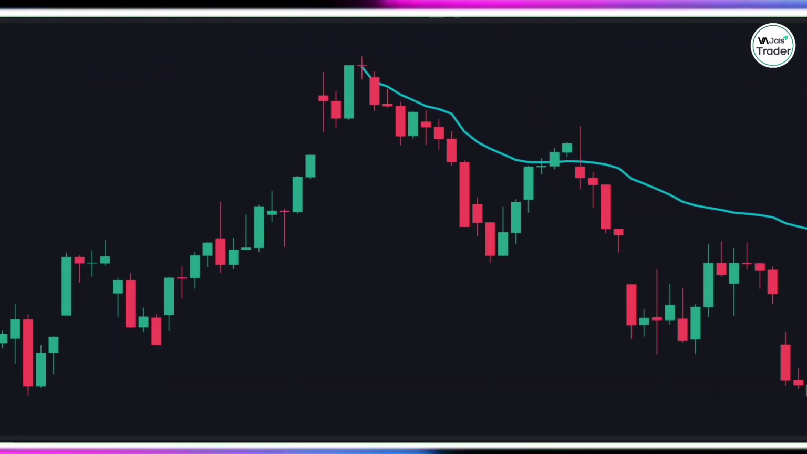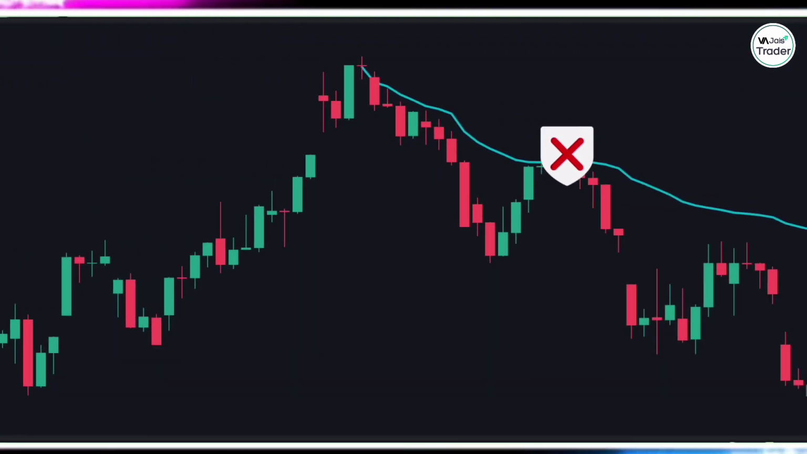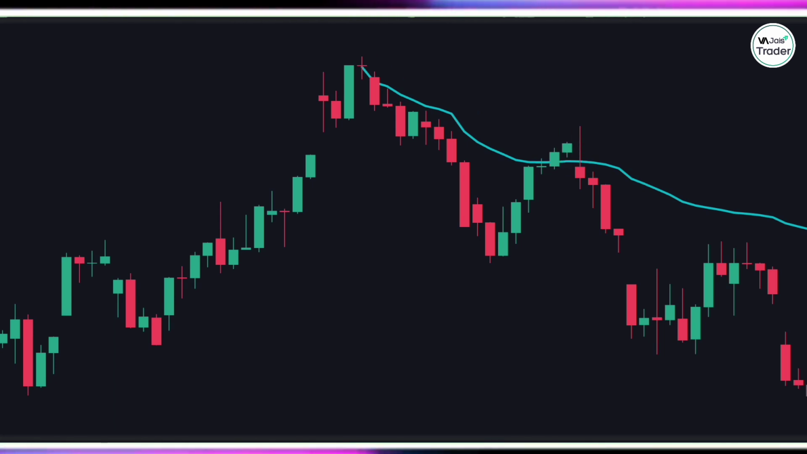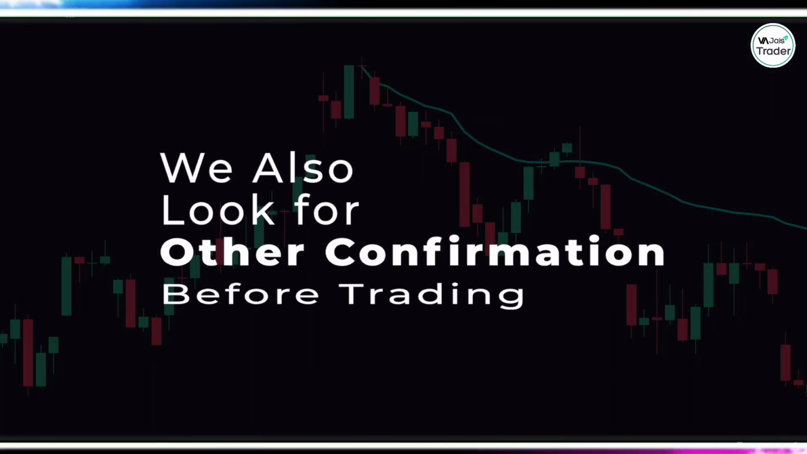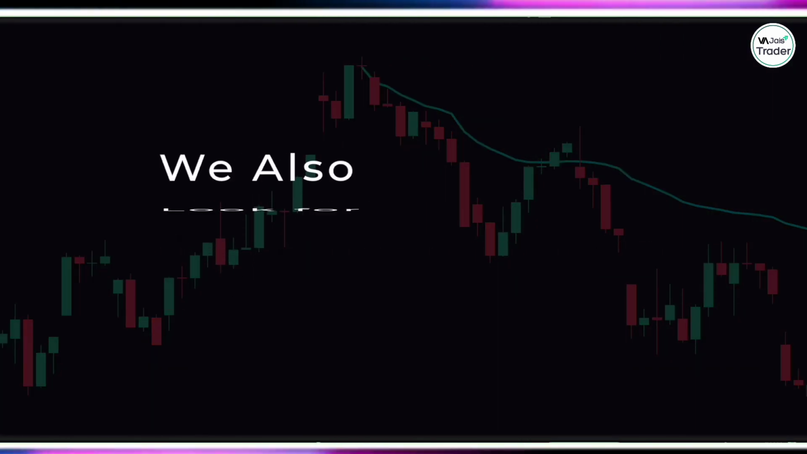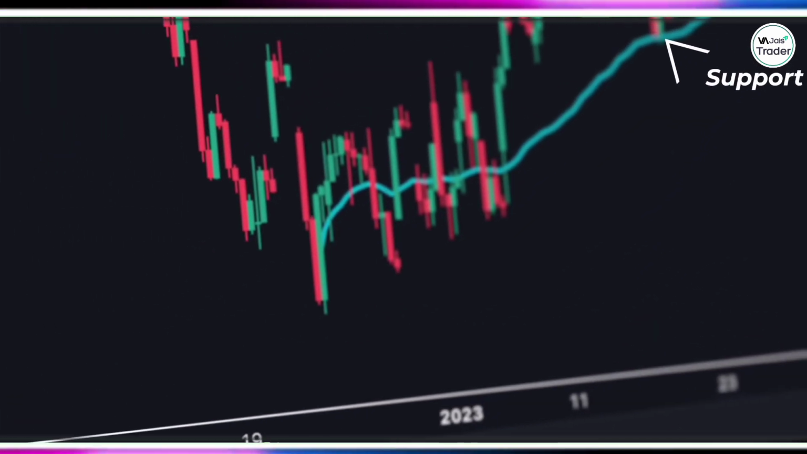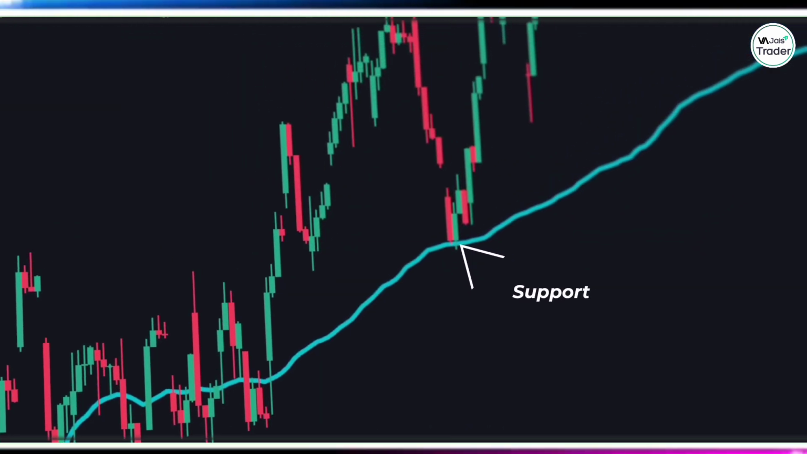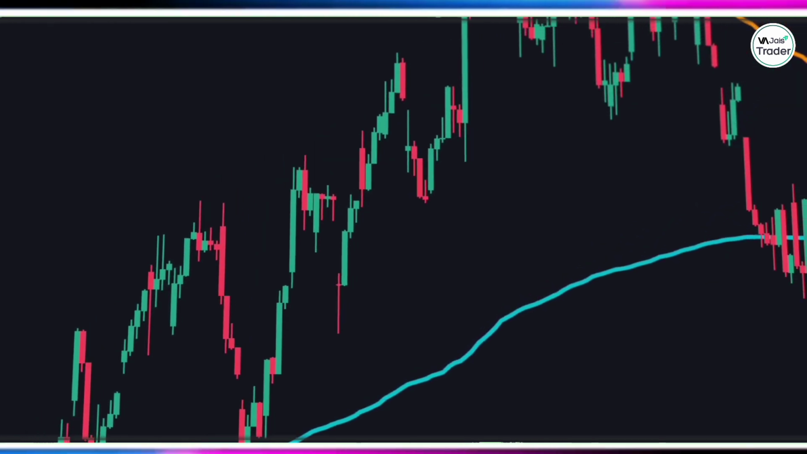Now, obviously, we don't blindly enter whenever the price pulls back to the anchored VWAP. We also look for other confirmations that we will discuss later in the strategies section. The important point to note here is that the anchored VWAP will provide support to the price in an uptrend and resistance in a downtrend.